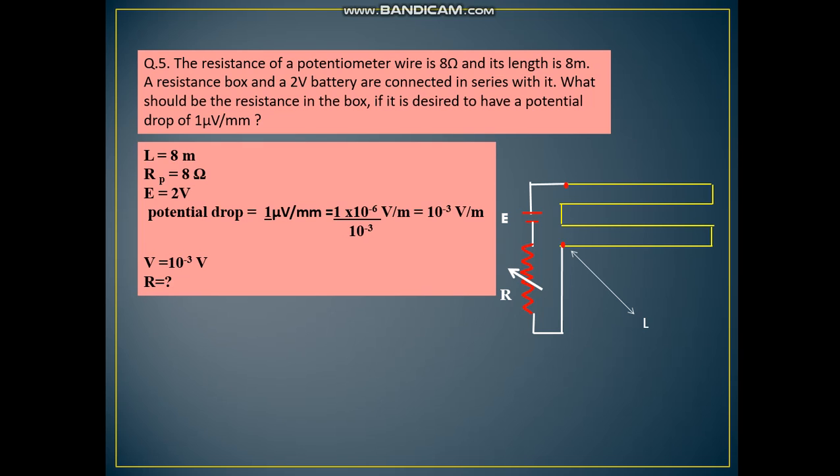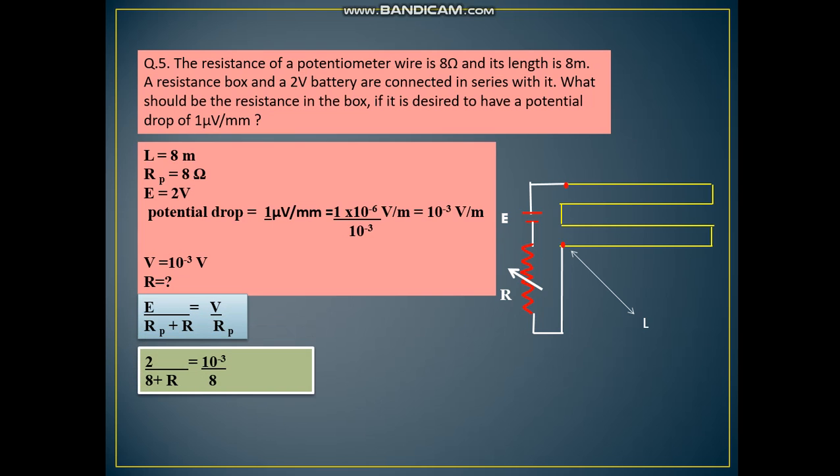Potential drop E is equal to 2 volt. Potential drop is 1 microvolt per millimeter. So that gives you 1 into 10 raised to minus 6 volt per meter upon 10 raised to minus 3. That is 10 raised to minus 3 volt per meter. So V is 10 raised to minus 3 volts. So what is R? Capital R. So E upon Rp plus capital R is V upon Rp. So you get 2 upon 8 plus R is 10 raised to minus 3 upon 8. So capital R is 15992 ohm.